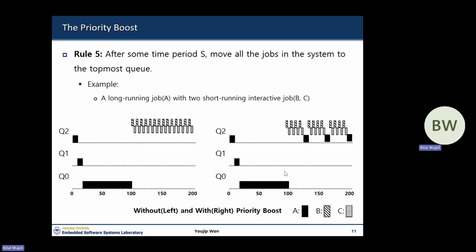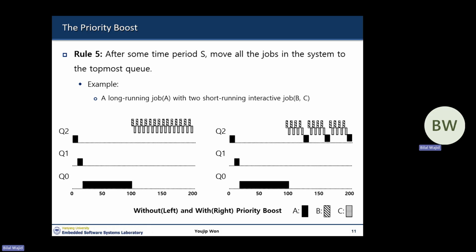So what you're doing is, after some time period S, move all the jobs in the system to the topmost priority. So now you've moved it to the topmost priority. Here, you can see A, B, and C moving in round robin fashion, because A is also now behaving very well. It was a CPU intensive task here, but now it's an interactive task. So that's why, over multiple time slices, it has the highest priority.